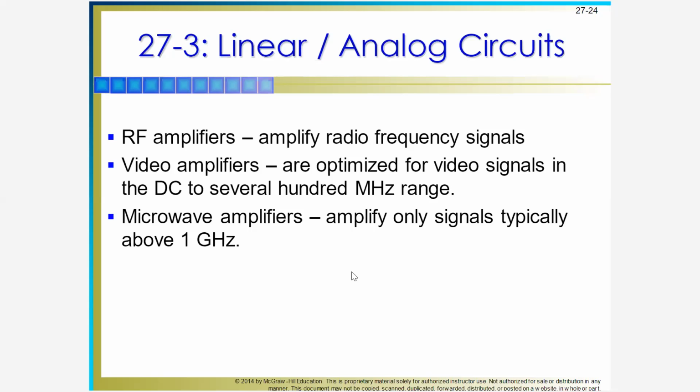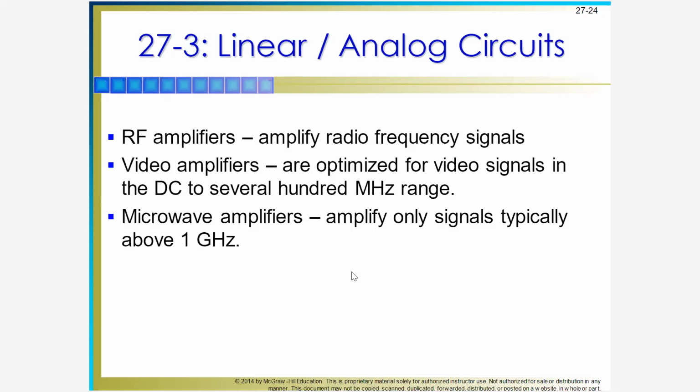Okay. Next, what's the use of a video amplifier? It is optimized for video signals in the DC to several hundred megahertz range. For example, for a video signal, it increases the megahertz range to make a good quality video signal.